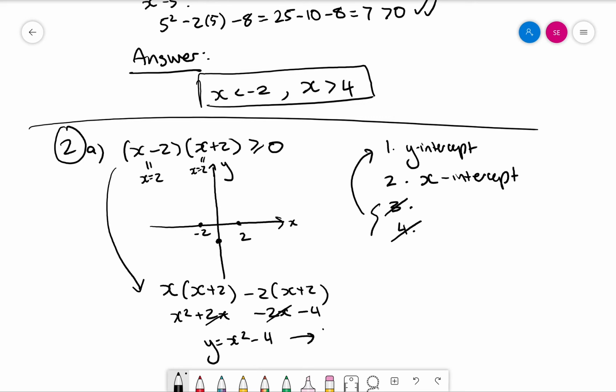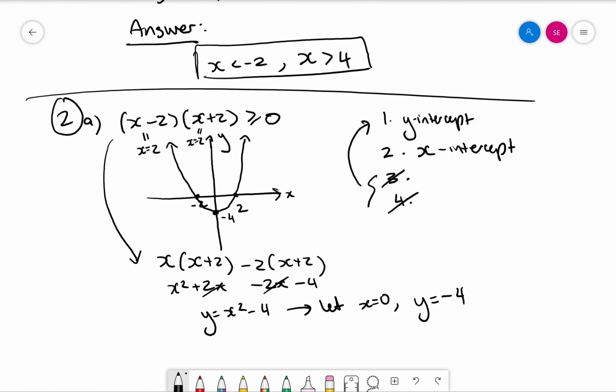So if we let x is equal to 0 to find our y-intercept, we'll get y is equal to minus 4. So our intercept down here will be minus 4. So again, you can sketch your graph. And we want to find where it's greater than or equal to 0. So you can draw it up here. And again, you can sub in a value just to check.